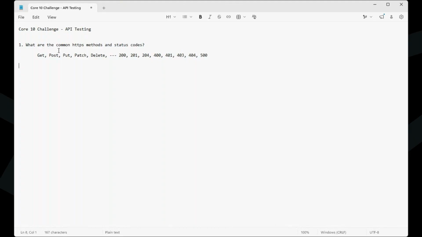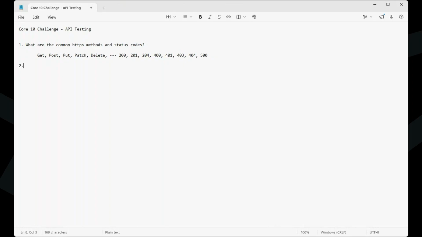So this is a very common interview question. Just remember all the status codes and all the methods. The methods you may not forget, but the status codes sometimes get mixed up. 201 is created, 204 is no content, whereas 404 is not found. Some people get mixed up.